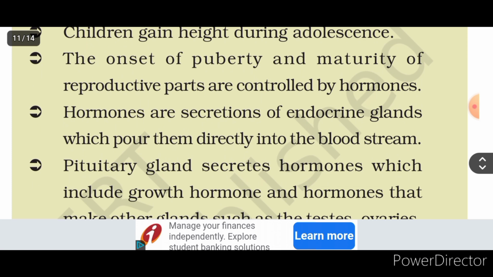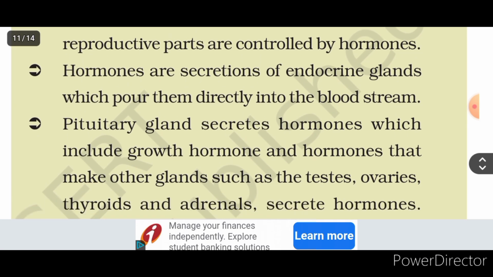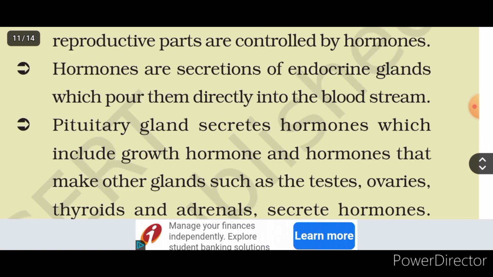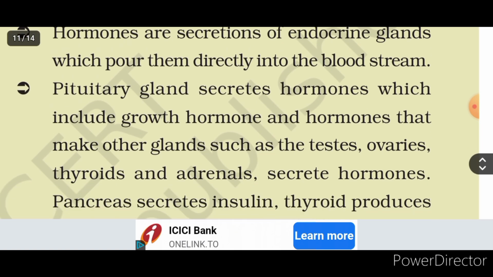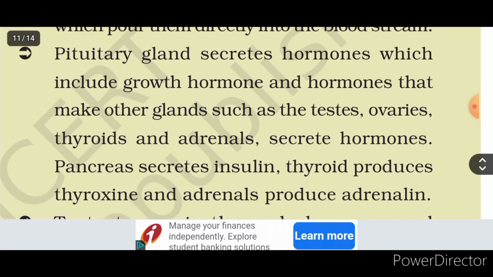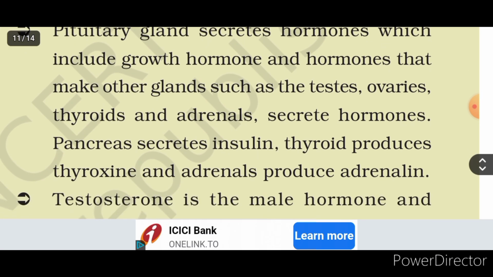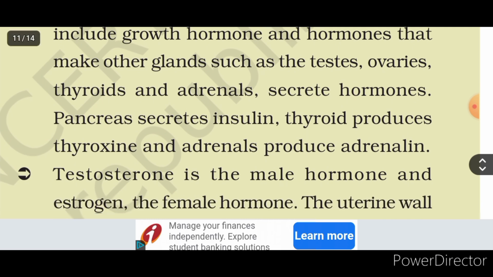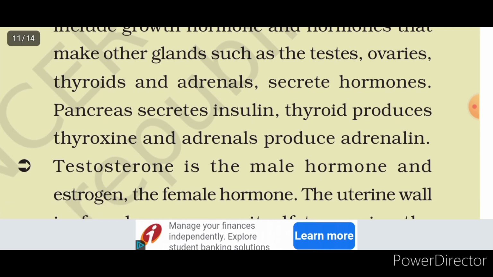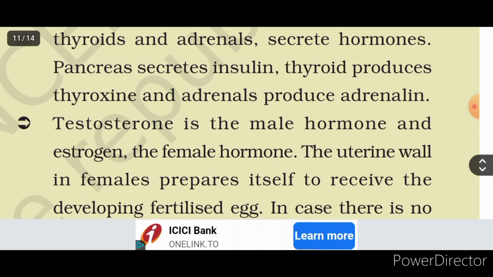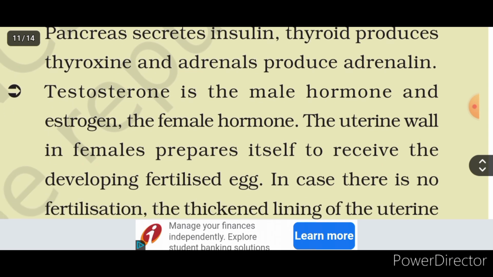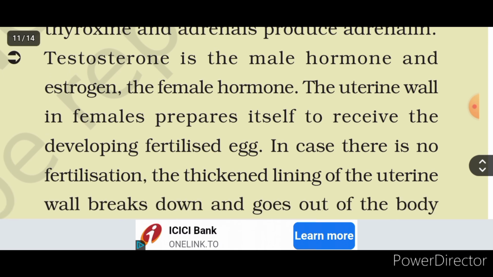The onset of puberty and maturity of reproductive parts are controlled by hormones. Hormones are secretions of endocrine glands which pour them directly into the bloodstream. The pituitary gland secretes hormones which include growth hormone and hormones that make other glands such as the testes, ovaries, thyroid and adrenals secrete hormones. Pancreas secretes insulin, thyroid produces thyroxine and adrenals produce adrenaline. Testosterone is the male hormone and estrogen is the female hormone.